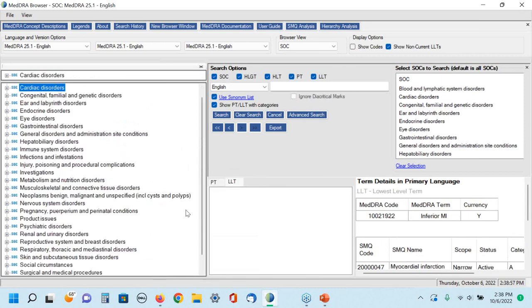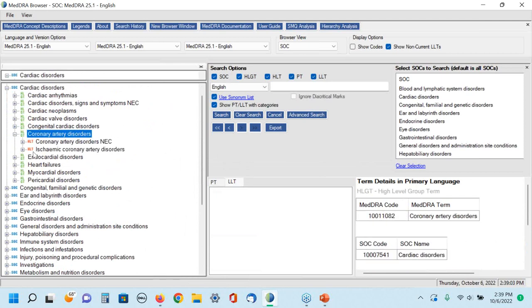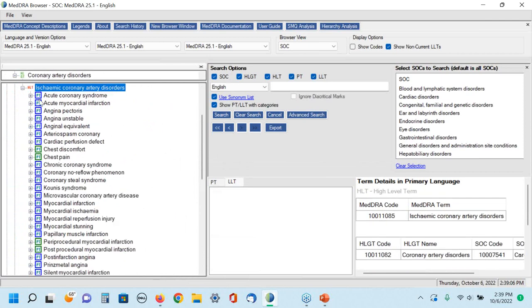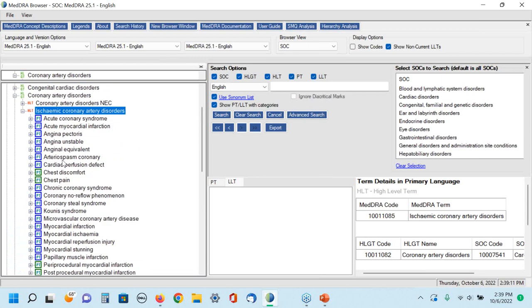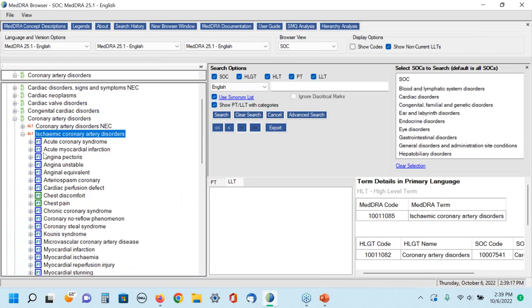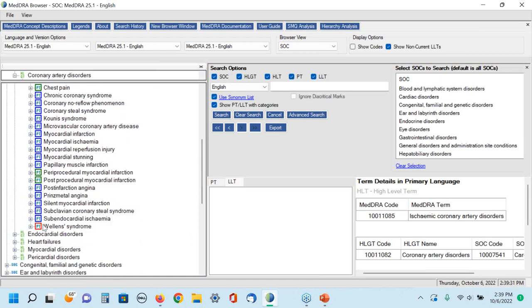On the other hand, when we're talking about PTs, and again, I'll use that same example again, you're going to see that PTs can have blue boxes around them, green boxes around them, and red boxes around them. When a PT has a blue box around it, it means that you are looking at that multiaxial PT in its primary SOC. If it has a green box around it, then you know that you're looking at a multiaxial PT and you're looking at it in one of its secondary SOCs. And if you see a PT that has a red box around it, you are looking at that PT in the only place that you're going to find it in MedDRA.